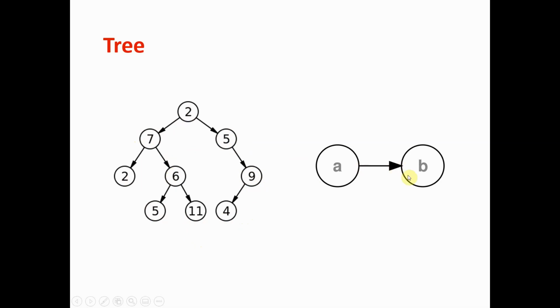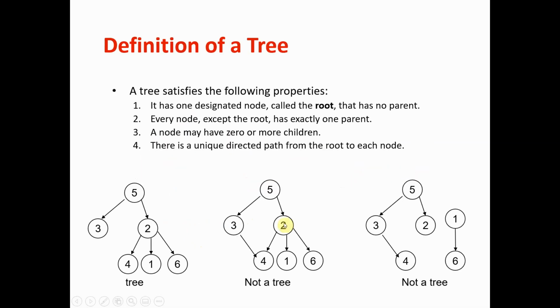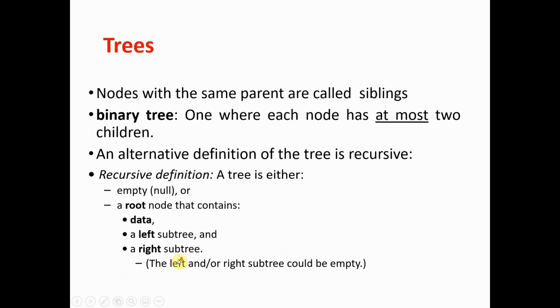This is also considered a binary tree. Is this a binary tree? No, it's not a binary tree because this node has 3 children. Okay, so that's what a binary tree is.